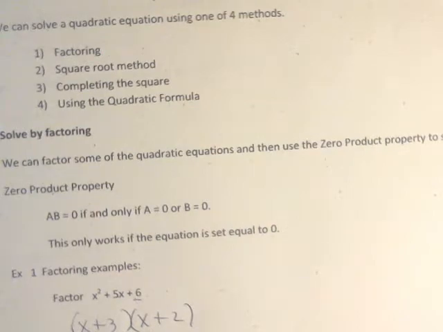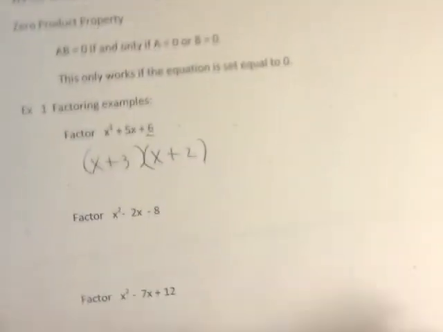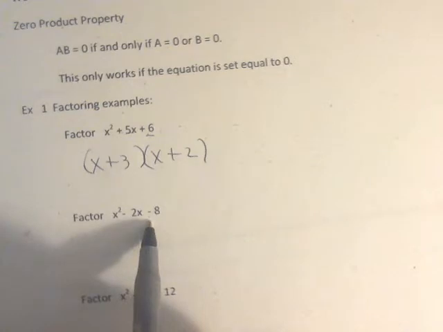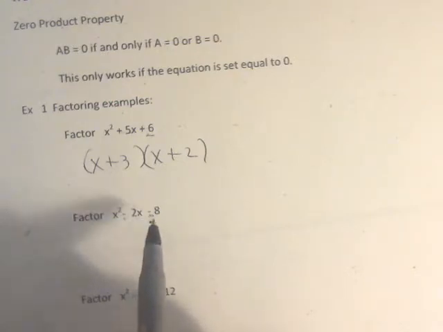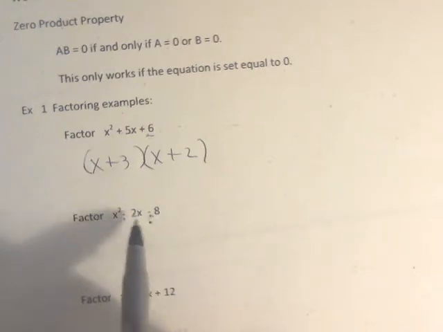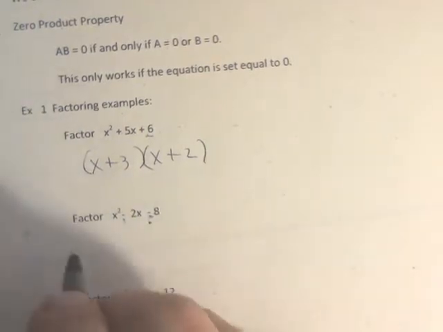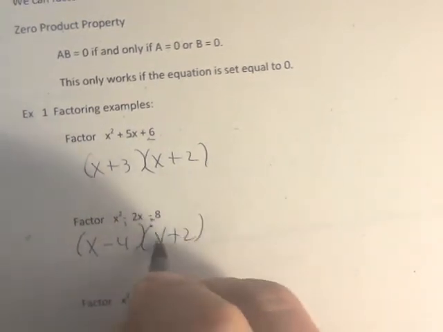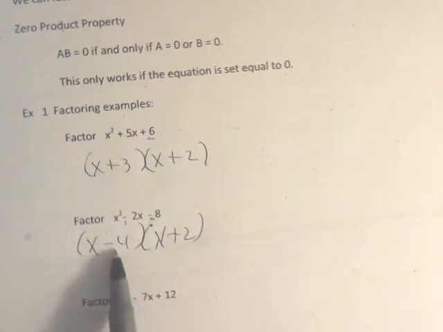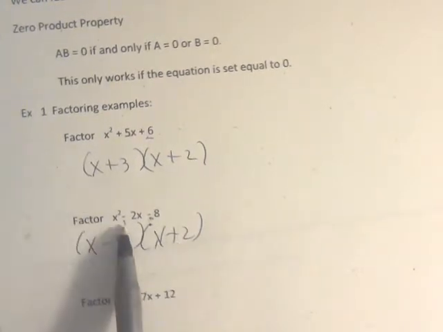When we have a minus sign on the end value here, that tells us that we're going to have different signs. We're going to have a negative and a positive. Since the sign of this is negative, what I'm looking for is two numbers that multiply together to give me -8 with a difference of -2. Well, -4 times +2 is -8. -4 and +2 is -2.